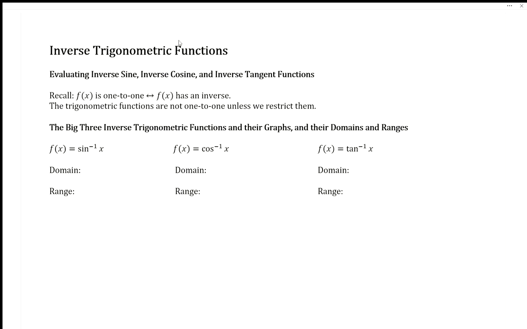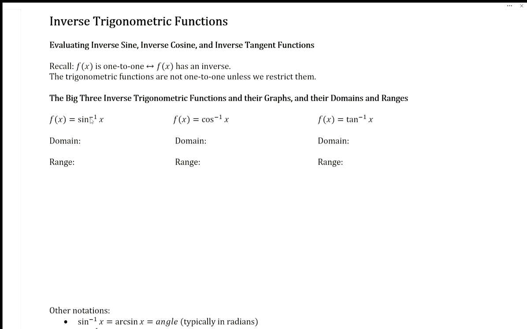Hi everyone, and welcome to our video on the introduction to inverse trigonometric functions. Inverse trigonometric functions are the reverse of what we usually do with regular trig functions. You'll see what I mean in a minute, but let's break down what their graphs look like real quick and show that they have certain restrictions.